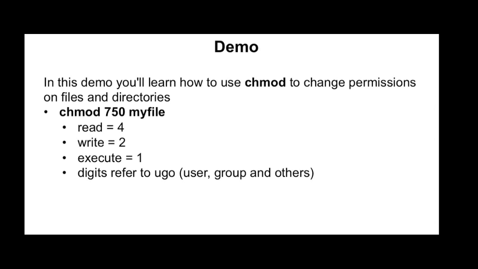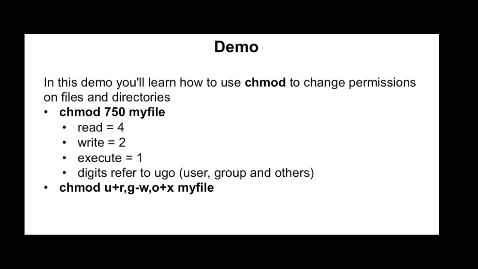So if you see 7, it means the user gets read, write, and execute permissions. 5 is 4 plus 1, that means the group gets read and execute, and 0 means other gets nothing at all. You can do it in an alternative way, also by using chmod u+r,g-w,o+x myfile, but I won't recommend that.